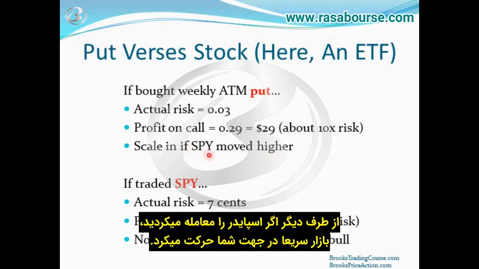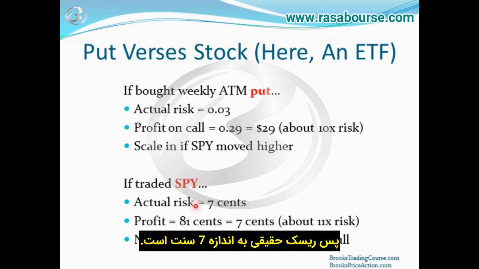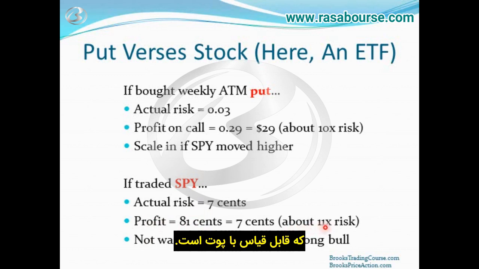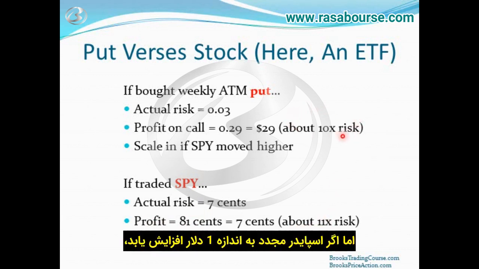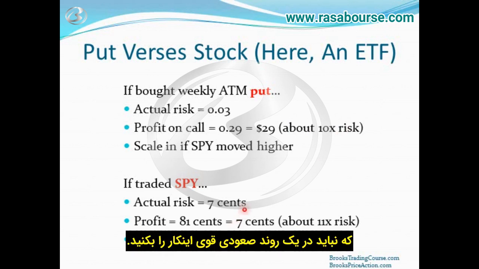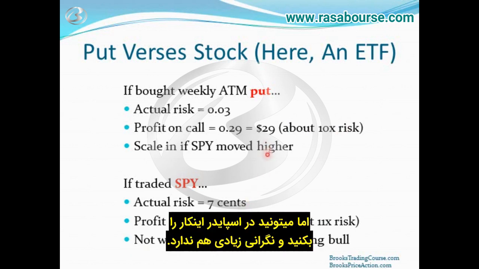Instead, if you traded the spider, the market quickly went your way, and the actual risk was only 7 cents. The profit, had you traded the spider instead of the put, 81 cents, or about 11 times your risk, comparable to what you had with the put itself. However, you'd be less inclined to scale in if the spider kept racing up another dollar or so, not in a strong bull, whereas you could do that with the put and without much worry.